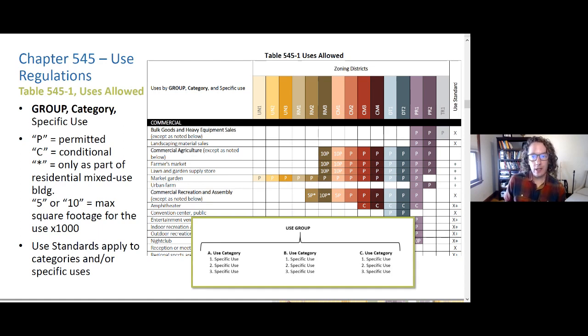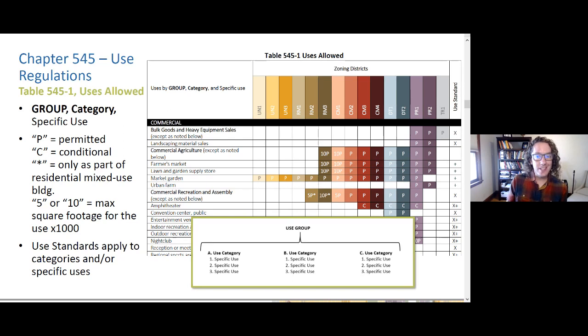Okay, the last thing to point out here is that if a category of uses or a specific use is subject to use standards, it will be signified by a check mark in the right-hand column of the table. Those use standards are also found later in the chapter, so you have to refer to those later on in chapter 545, and are specific to given uses or categories of uses.